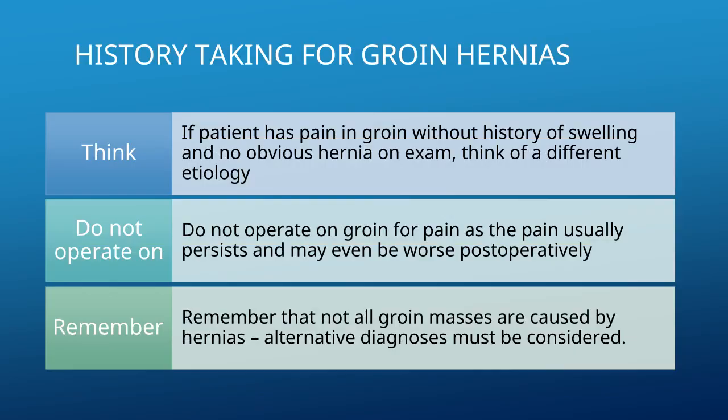A critical rule: do not operate on groin pain alone. If there's no palpable swelling or reliable history of one, the pain is likely from another source, and surgery will not help and might make it worse. Always have a differential diagnosis. A groin mass could be a lymph node, a lipoma of the cord, a hydrocele, tumor, torsion of the testicle, or even a femoral artery aneurysm. A good physical exam is key to sorting this out.